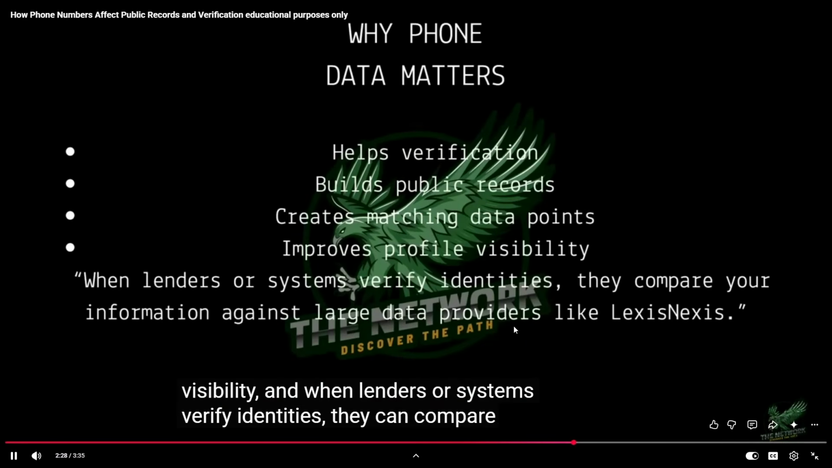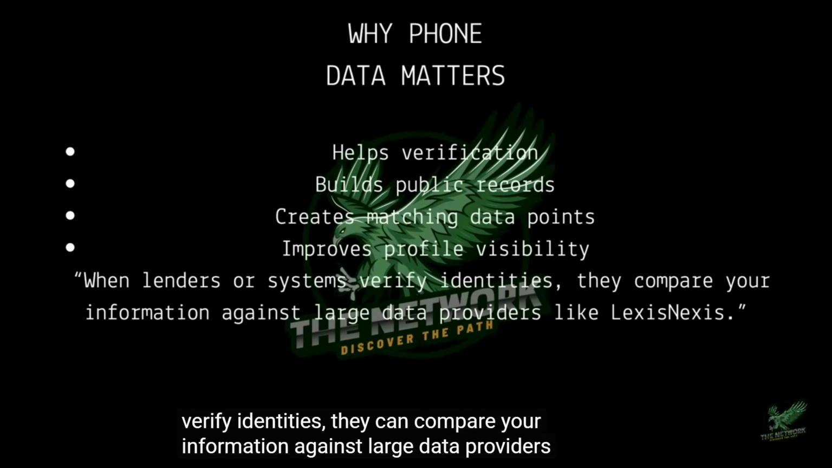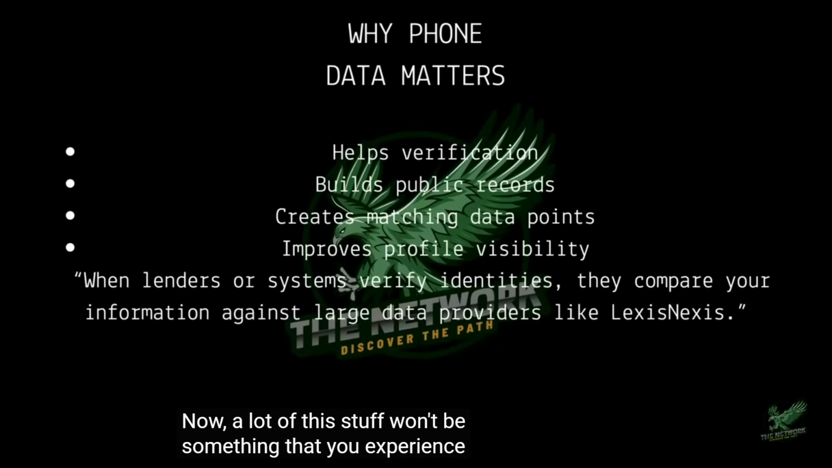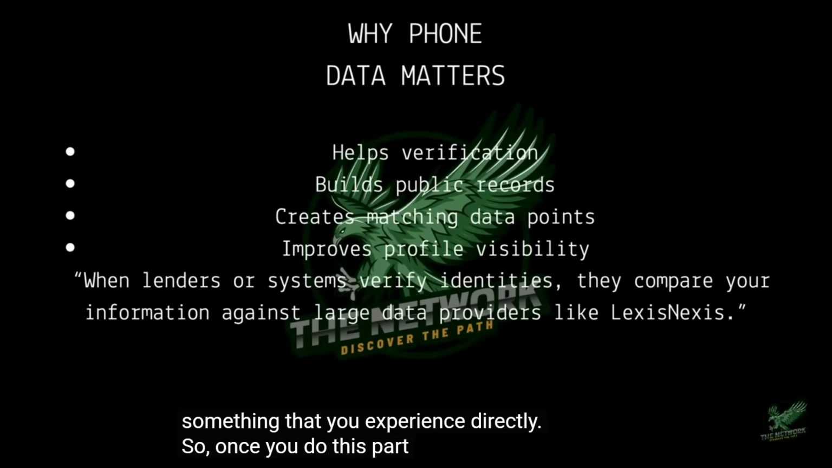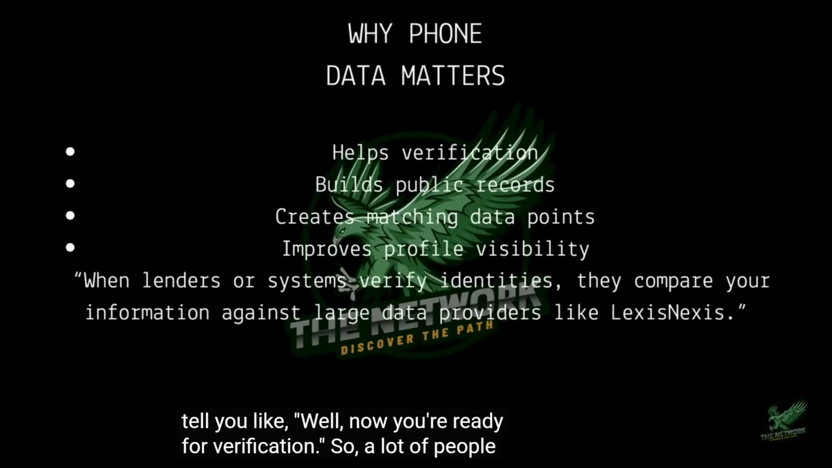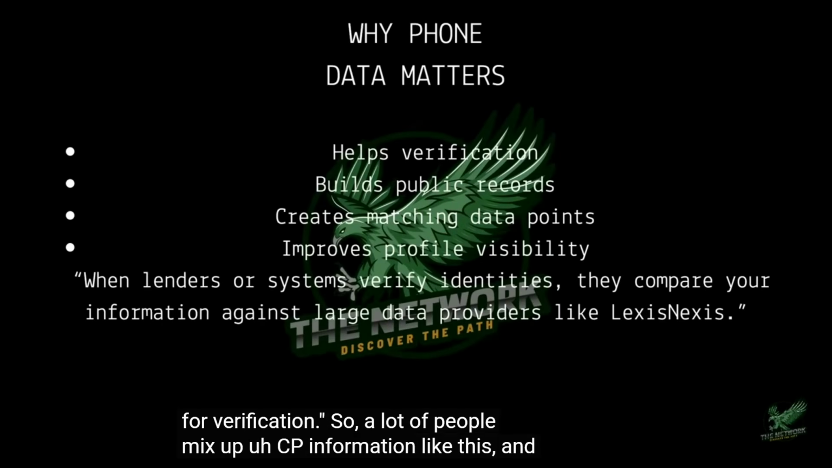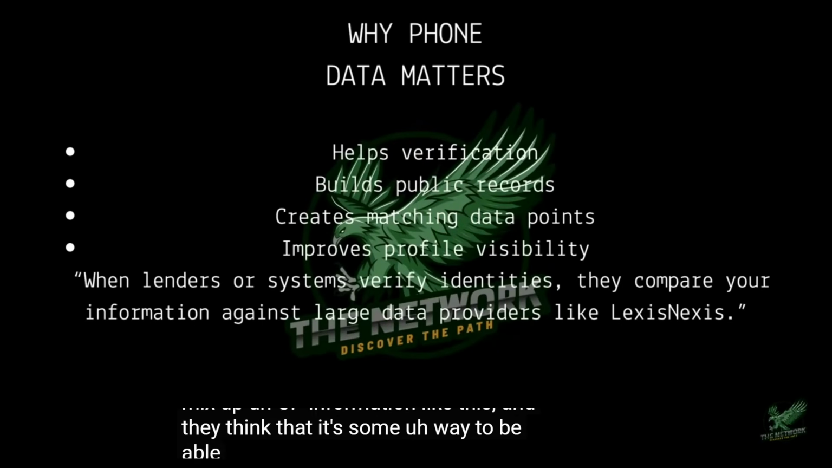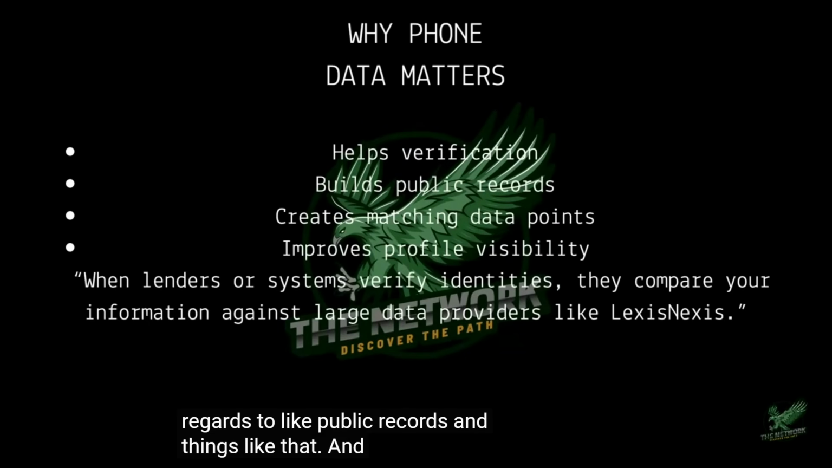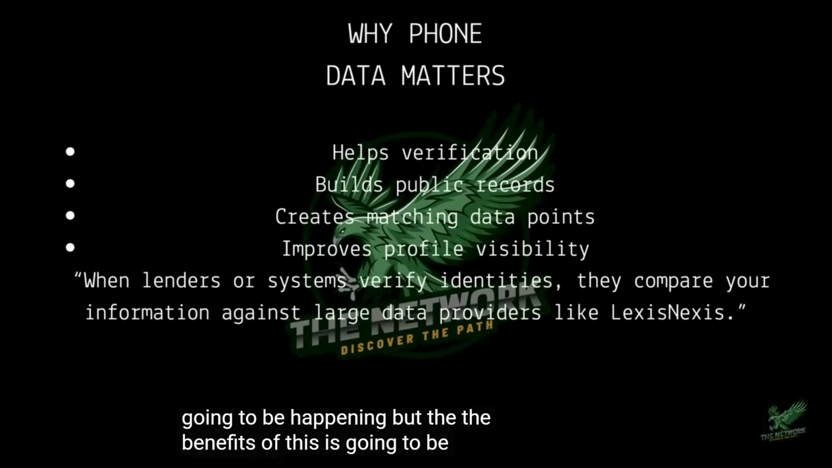For this verify identities. They can compare your information against large data providers like LexisNexis. Now, a lot of this stuff won't be something that you experience directly. So once you do this part of the process, it's not like they're going to tell you like, well, now you're ready for verification. So a lot of people mix up CP information like this, and they think that it's some way to be able to completely verify everything in regards to like public records and things like that. And there's ways that you can double check your public records, but mainly a lot of this information is for you to do, and it's going to be happening. The benefits of this is going to be happening behind the scenes.